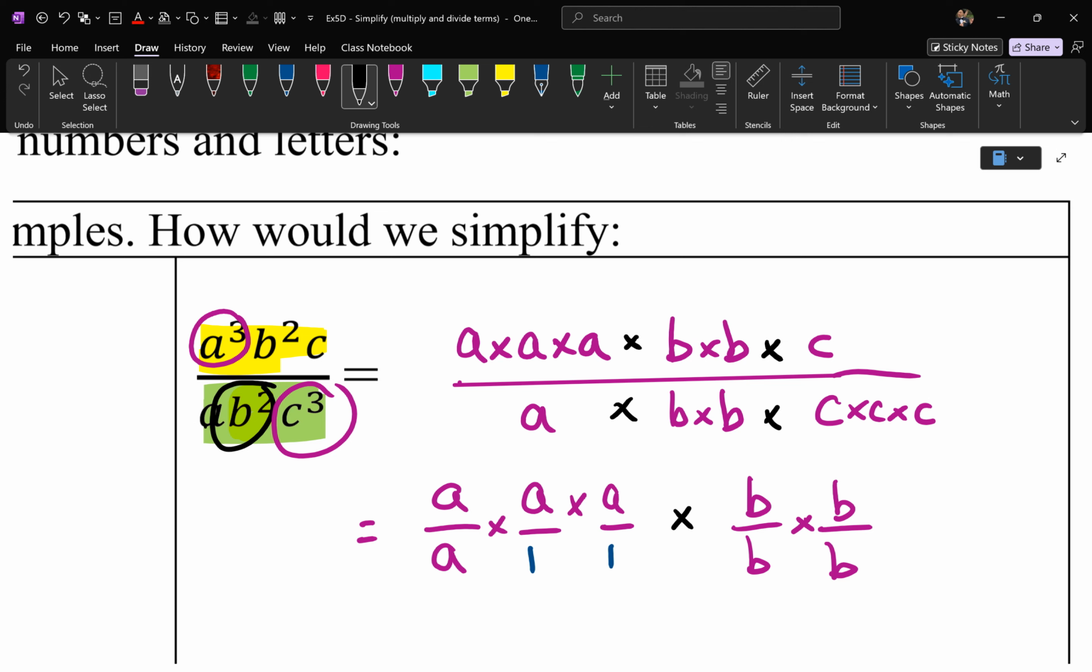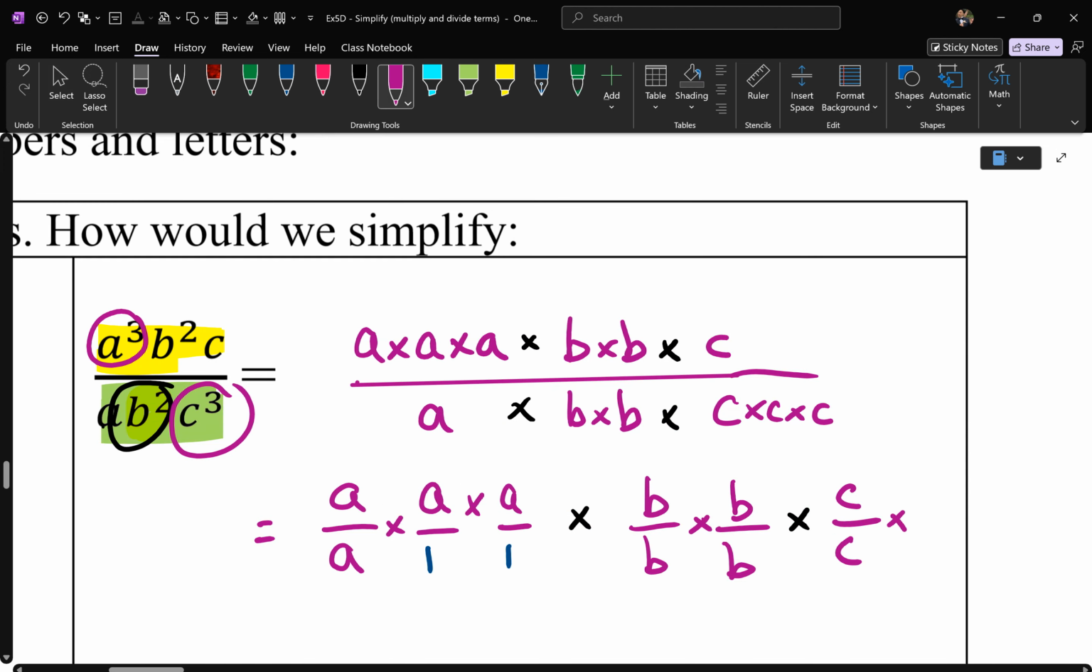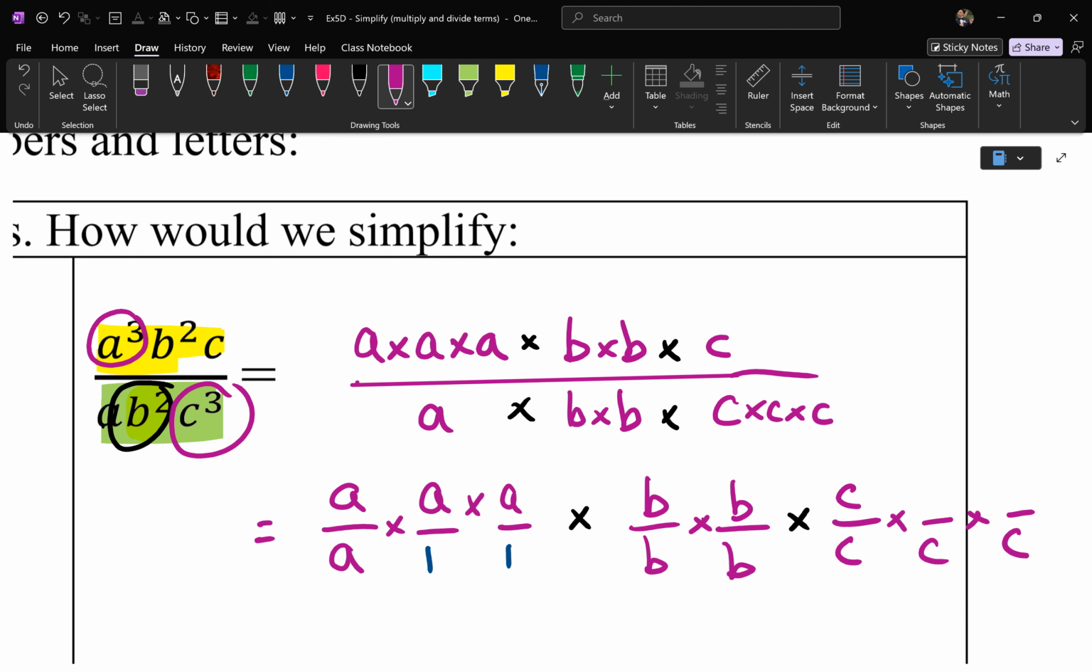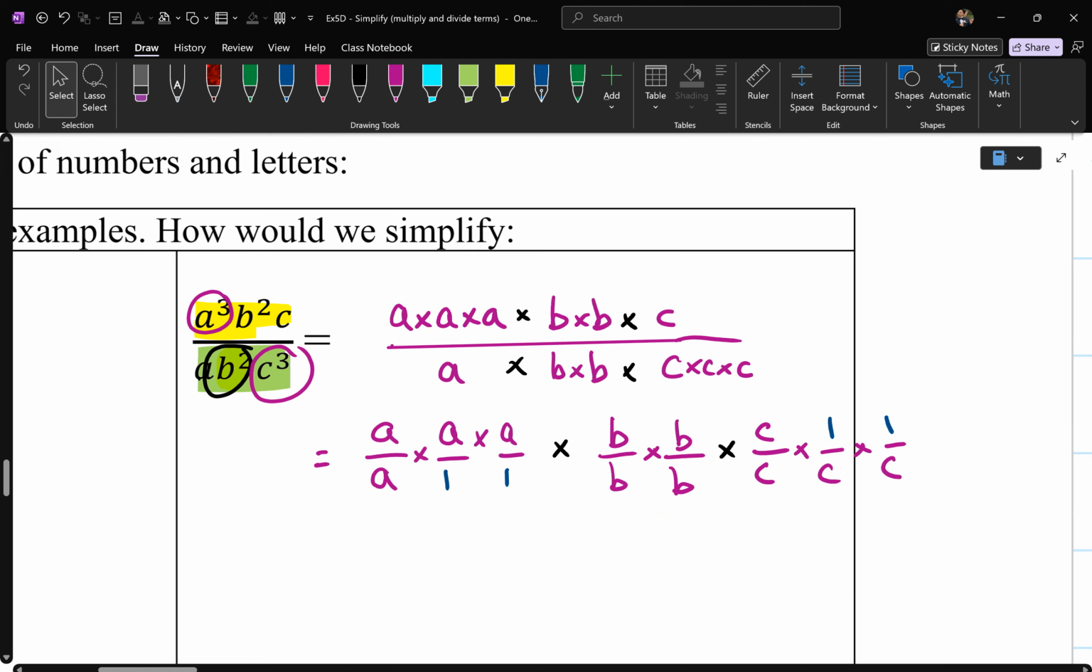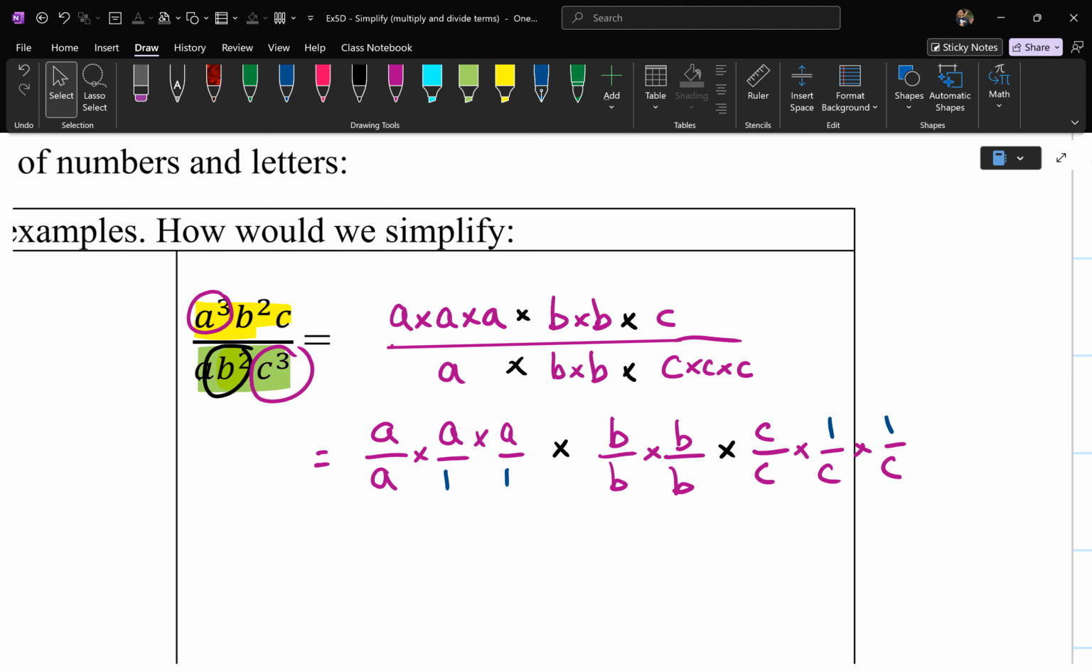Times, let's do it again. It's 1 c on the top, 3 c's on the bottom. So here we go. That's 1 c on the bottom times 1 c on the bottom times 3 c's on the bottom. What am I missing up here? Fill in with a 1. I know this feels tedious, but that's what I mean. Even when I give you really hard ones, you can still do it. It just means you have to take your time.